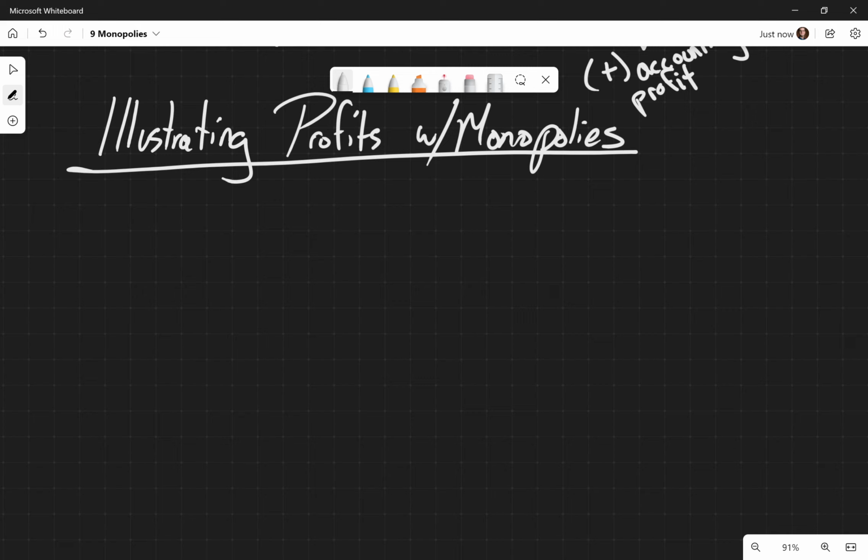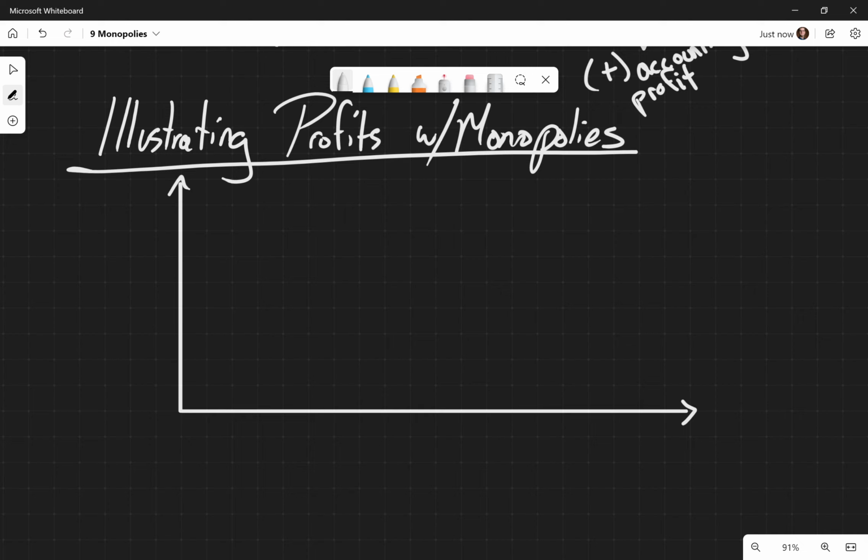All right, so using that same example and even using those same marginal revenue and marginal cost curves, now we're going to talk about how the monopolist makes their quantity and pricing decision and how we illustrate the profits therein. So we're going to be using that same marginal cost curve. We're going to include a new curve here that is going to be our average cost curve.